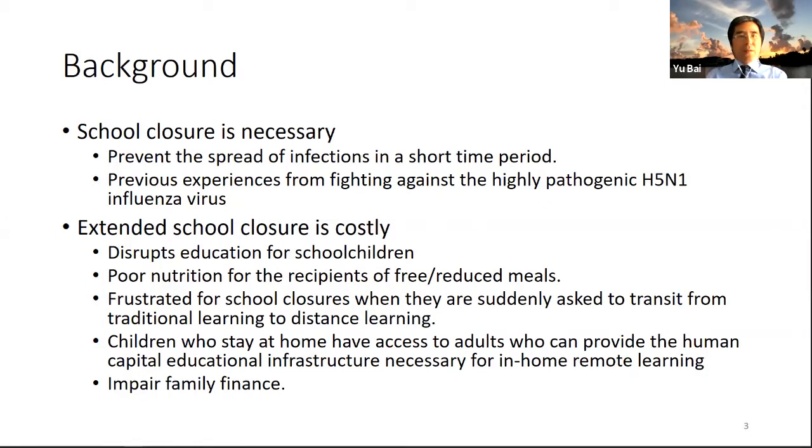School closure is necessary. It can slow the spread of infectious disease during a pandemic. But extended school closure is expensive. It carries higher social and economic costs. Extended school closure brings education costs, for example, disrupted education, poor nutrition for students qualified for free and reduced meals, and childcare issues due to young students at home or those who live in single-parent families.